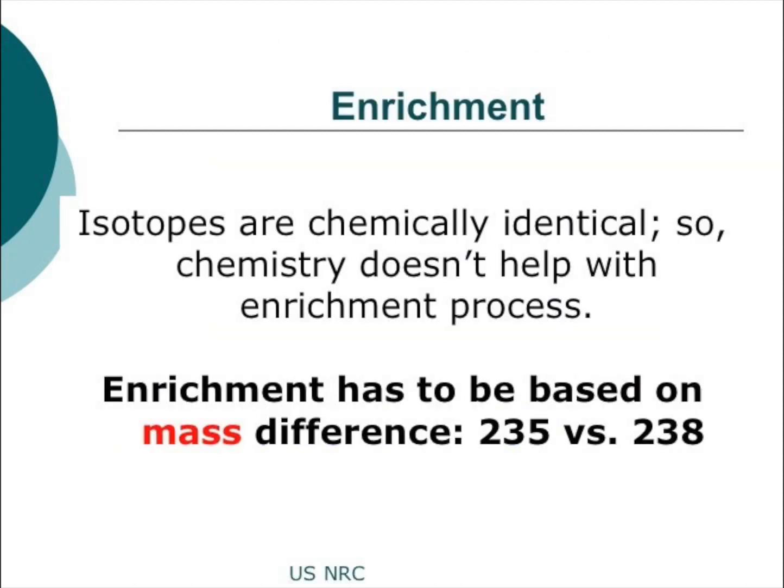So somehow we have to separate U-235 from U-238. We cannot do this chemically because U-235 and U-238, remember, have the same number of protons and the same number of electrons, therefore they're chemically identical. So we have to find some way to separate them based on their mass difference. So somehow we have to use the fact that U-235 has a lighter mass than U-238, the heavier non-fissile material.